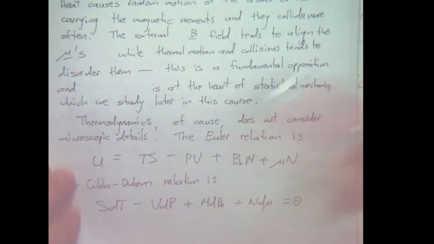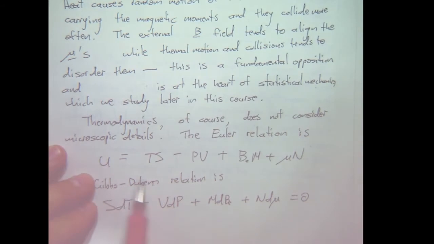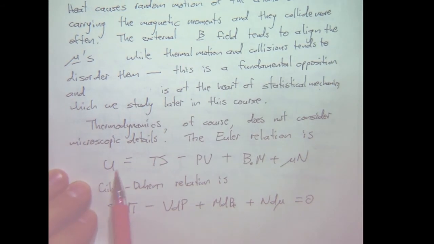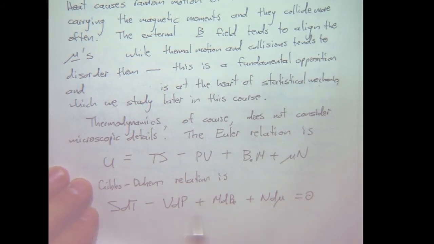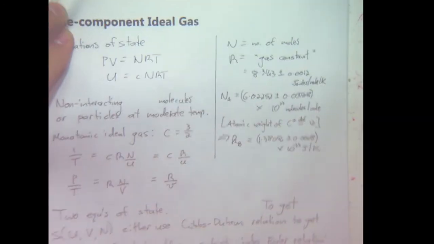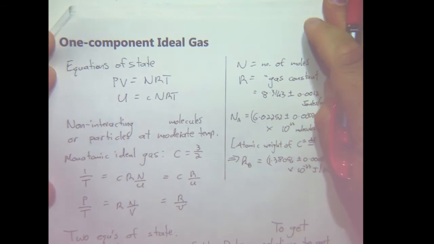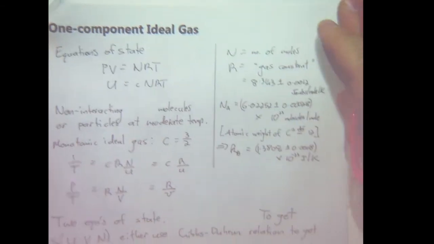I'm not going to go through it. You don't have to know this or anything, but I'll just say that this is the Euler relation and Gibbs-Duhem relation for that type of system. You can read it if you want. It's something that we'll need next semester, not really this semester.